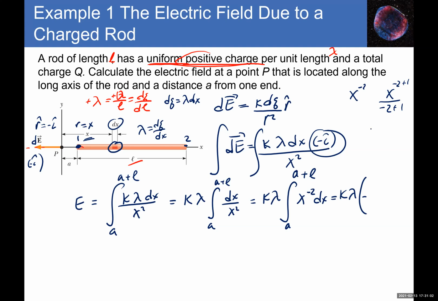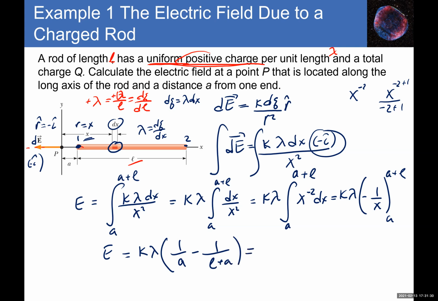Minus 2 plus 1 is -1, and x to the -2 plus 1, x to the -1. So -1 over x with limits from a to a plus L. All right, that means I can calculate this then to be E equals k lambda, then here I end up with 1 over a. If I rearrange everything, 1 over a minus 1 over L plus a.